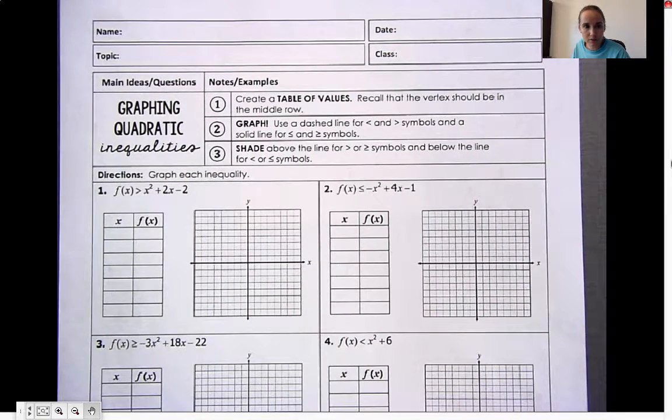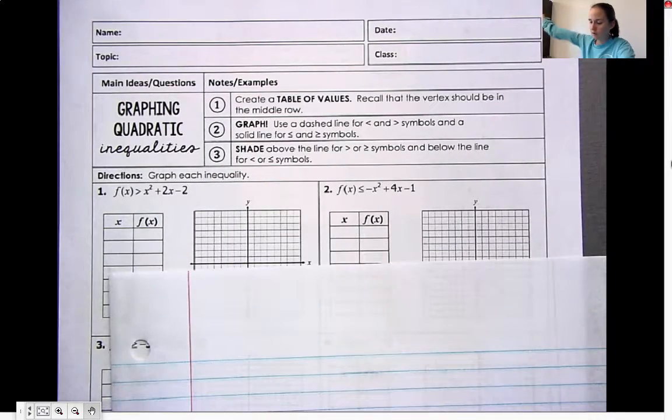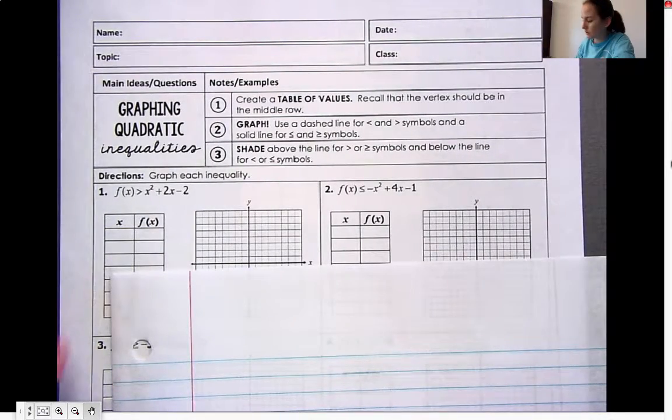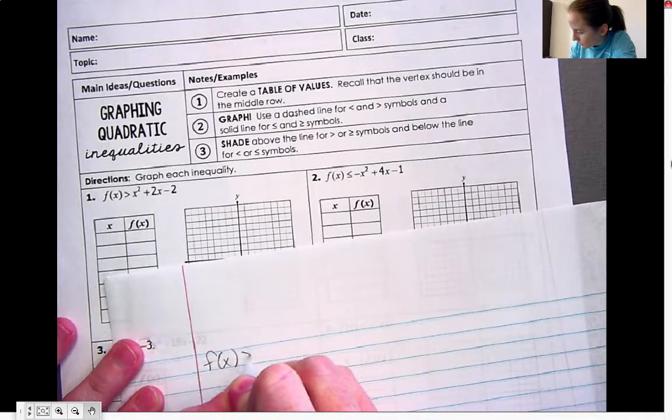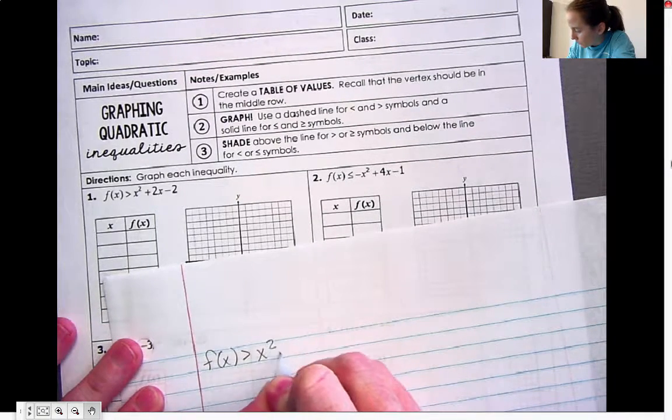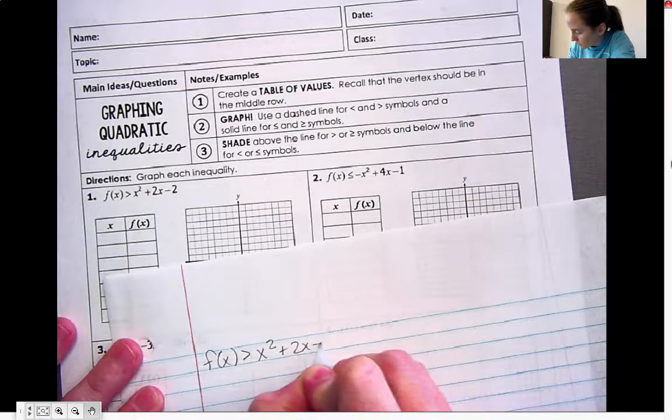We're going to graph this inequality, and I strongly urge that you get a separate sheet of paper so that you don't make it really messy. Let's just keep the important information on here. So on my separate sheet of paper, I am going to write down f of x is greater than x squared plus 2x minus 2.